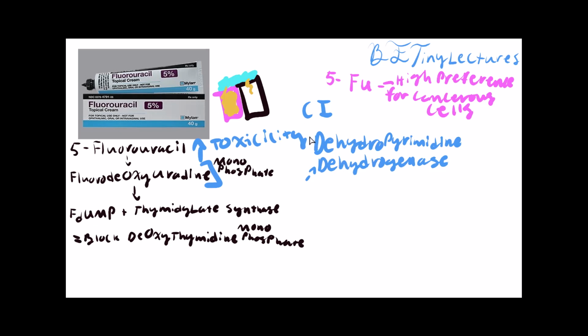Some side effects of 5-fluorouracil include erythema. Erythema is the reddening of the skin. You might have some ulcer formation and also some eczema, so some irritation of the skin. But the main thing you have to look out for is if the patient is deficient in dihydropyrimidine dehydrogenase.